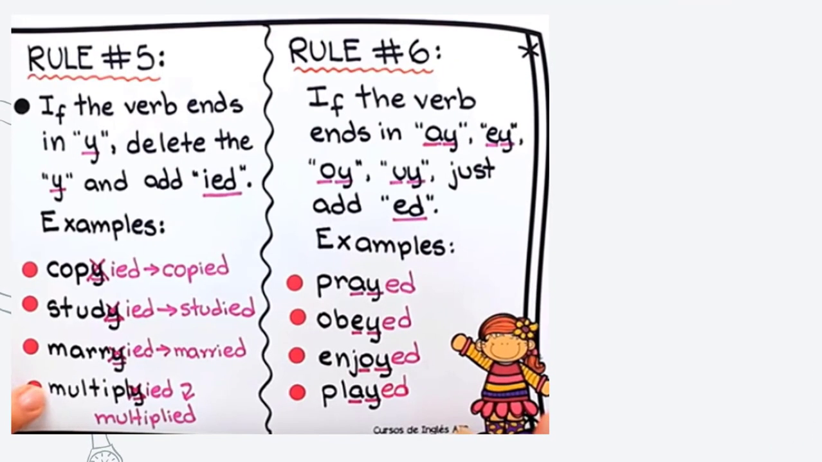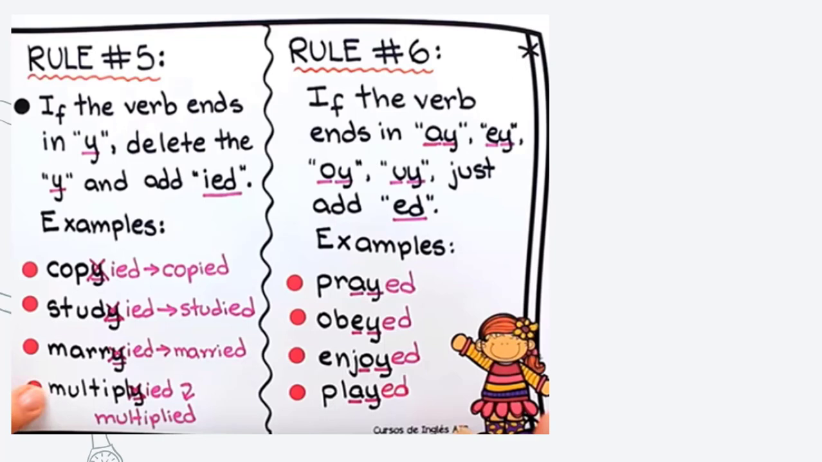Okay, our next two rules. If the verb finishes in y, you change the y and you add ied. Si el verbo finaliza en y, quitamos, borramos la y y le agregamos ied. For example, copy, copied. Study, studied. Marry, married. ¿Listo?